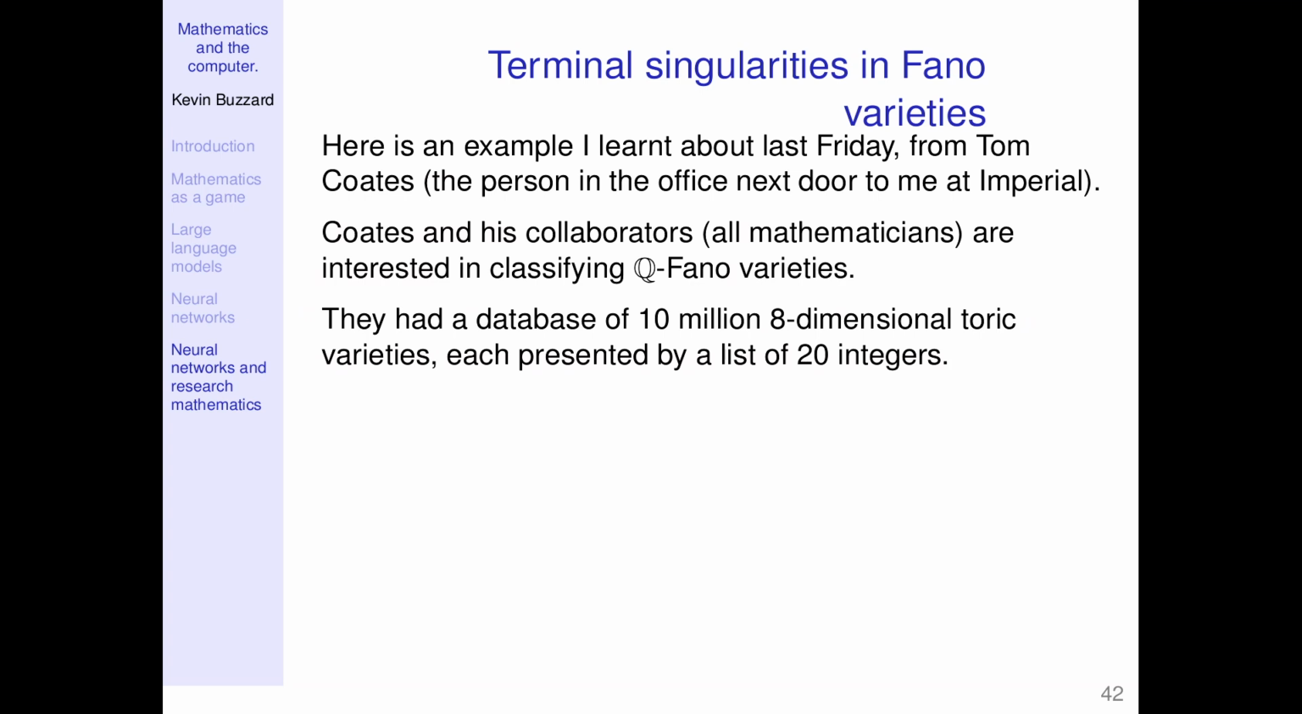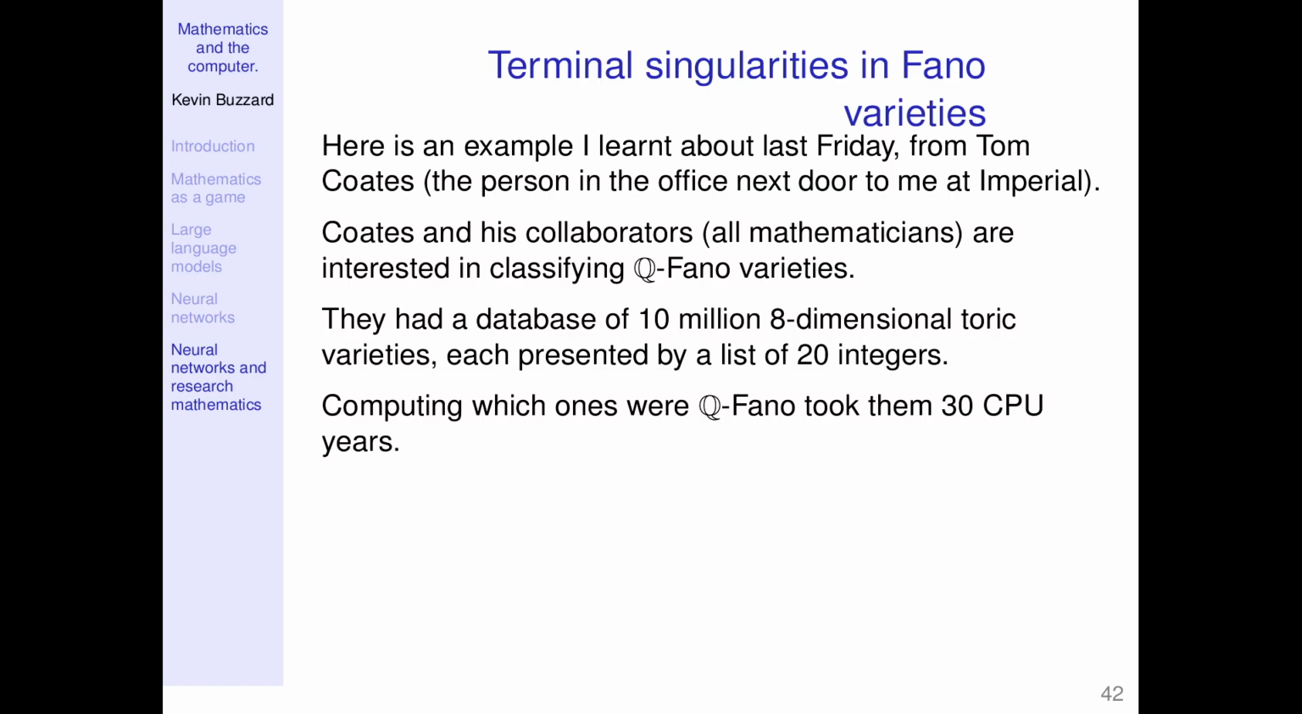He spent a lot of the last 10 years of his life computing a database of these Fano varieties. He had 10 million 8-dimensional varieties in this database, and they're quotients of C^10 minus some hypersurfaces by (C*)^2 acting on the coordinate variables. So lambda, mu acts by lambda to the a, mu to the b, with two integers a and b on each of the 10 coordinates. At the end of the day, you have 20 integers, and that gives you some quotient of complex 10-space minus some hypersurfaces.